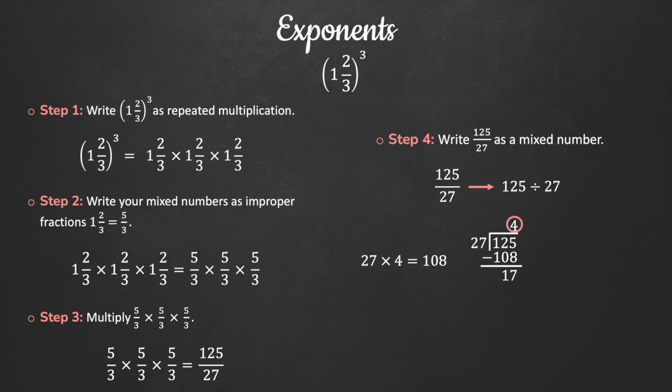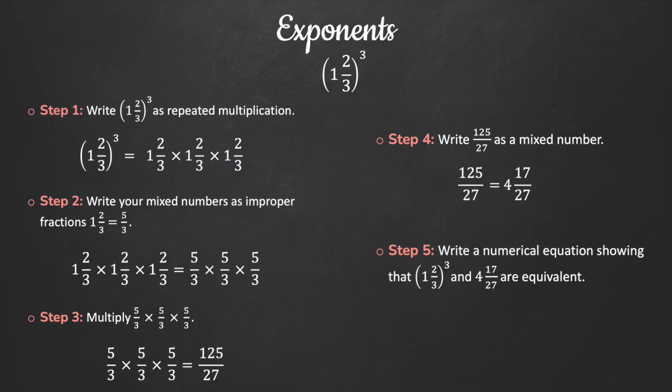That means that 27 goes into 125 4 times. So 4 is going to be the whole number in our mixed number. We have a remainder of 17. And then it's going to be out of 27 because it takes 27 parts to make a whole. So 125 over 27 is equal to 4 and 17 over 27.